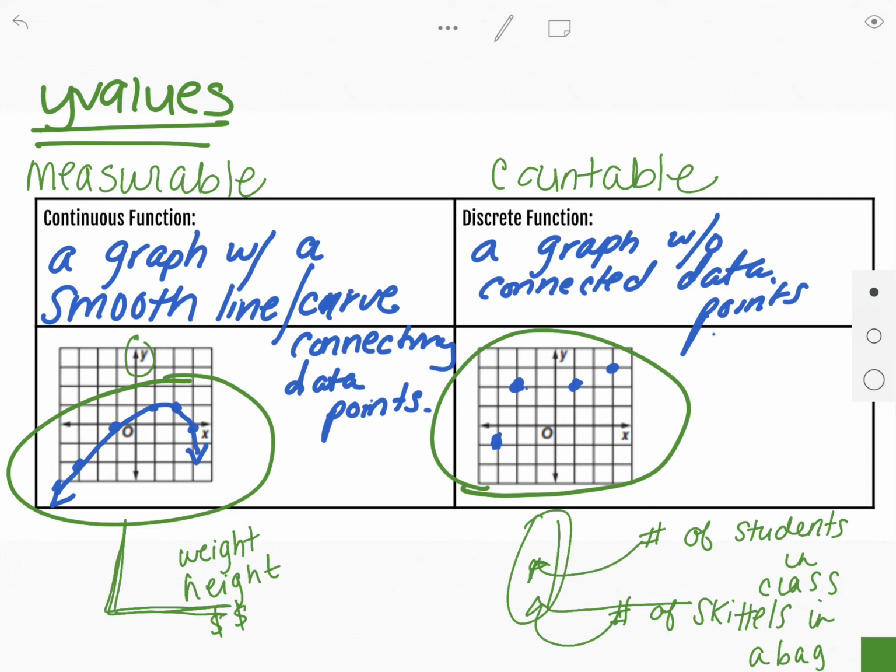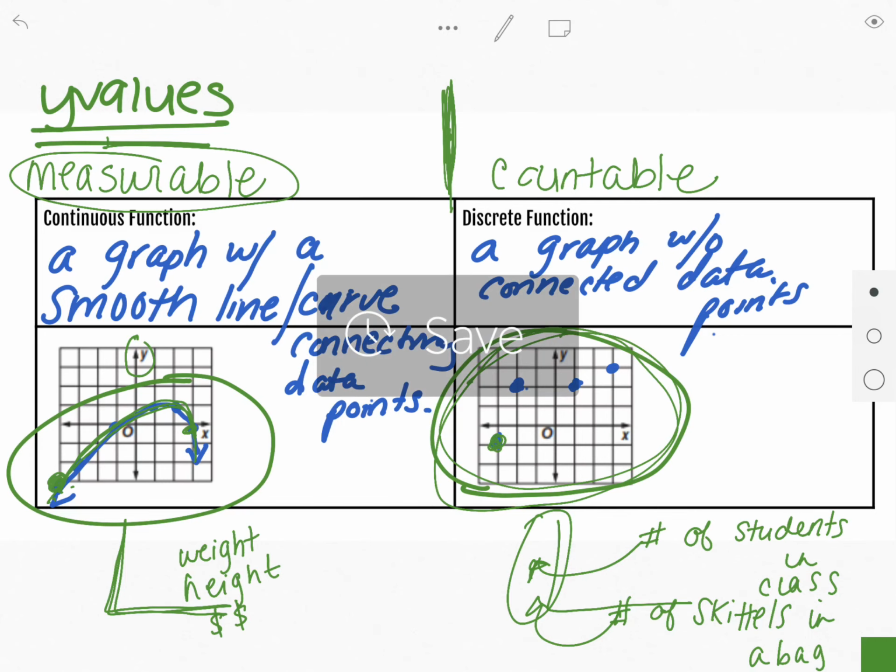If you are talking continuous data, it's measurable, and that means it can fall anywhere between where you start your points and where you end your points. It's any of that information in between. Anything on that line is part of the graph. Whereas with discrete data, you do not have a line connecting your data points, and the only points of data are those specific points, meaning you can't have anything in between the data points. There's nothing that falls in between them that is on the graph.